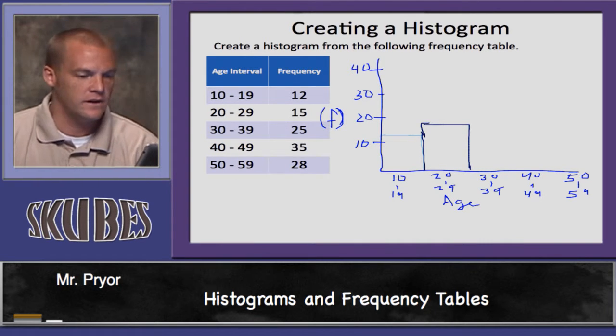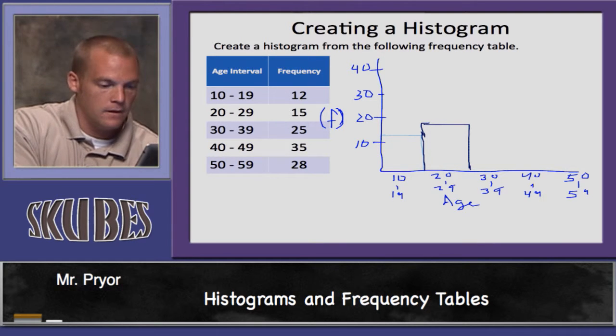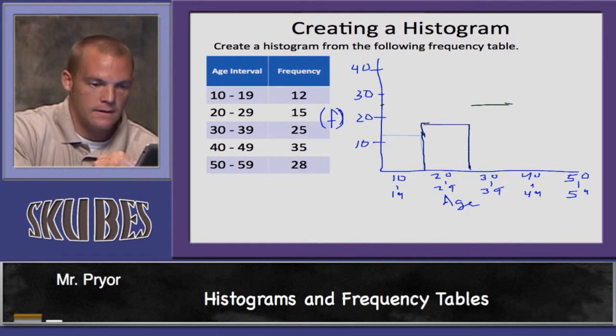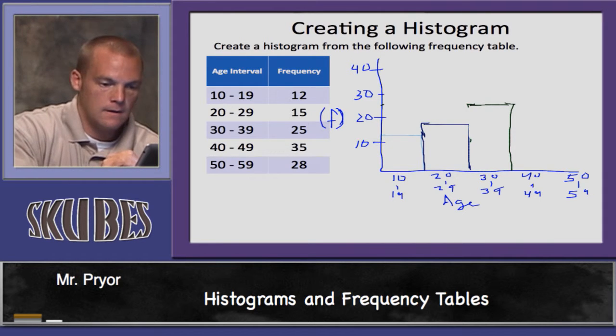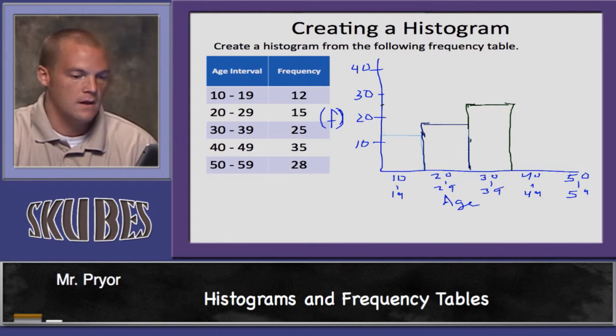Alright, the next one being 25. We need to take that about halfway between 20 and 30. So halfway between 20 and 30 is about right there. So I'm going to mark that and come over and draw a line over to the right and then down again. Make sure to connect those. Let me fix that just a bit. And here we go. We have 3 of our bars.